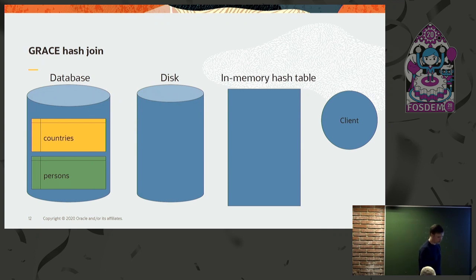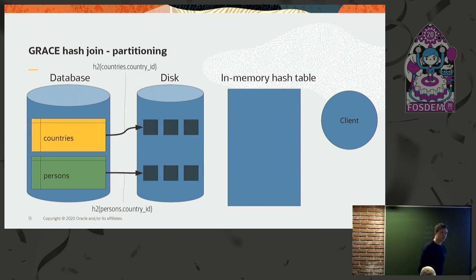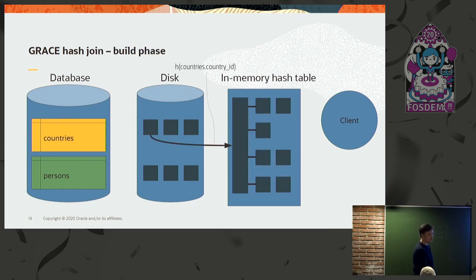The first step in a Grace hash join is to partition each input out to a set of smaller chunk files on disk. You have an equal amount of chunk files for both inputs, and which file to put a row in is decided by doing a hash over the part of the join condition that belongs to that input. The result is that we can guarantee that matching rows are located in the same pair of chunk files.